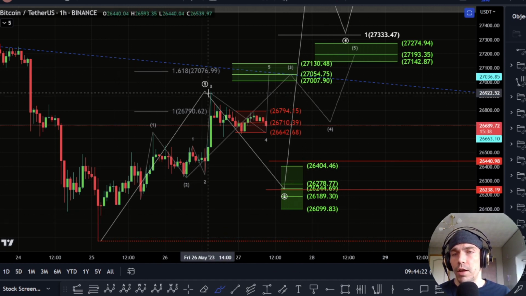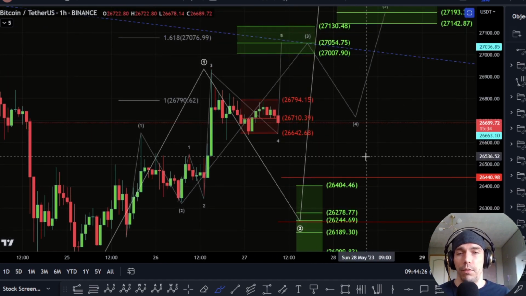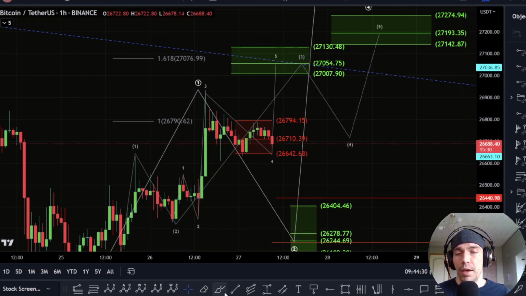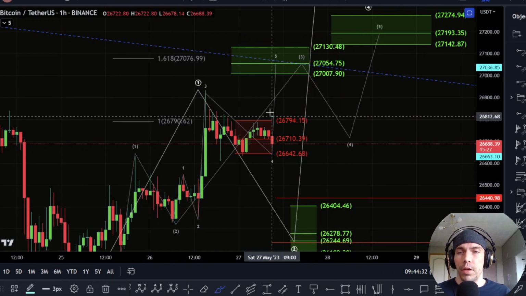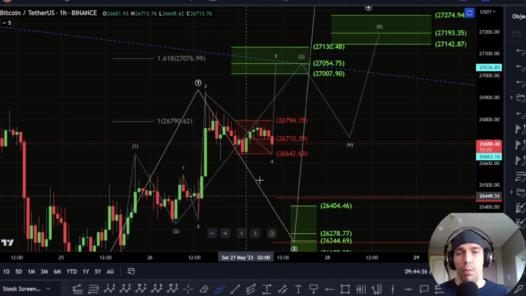Now I don't really like this because it would have to be an expanding diagonal, and they are not as common as the contracting variation. The alternative way we could look at it is that the gray count is actually in play here. Now once again, the reason I don't like this count is because of the size of this fourth wave in comparison to this as a wave 2.